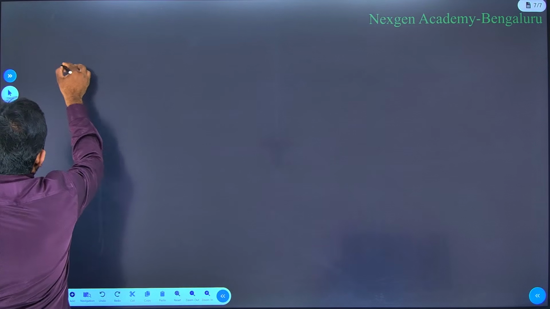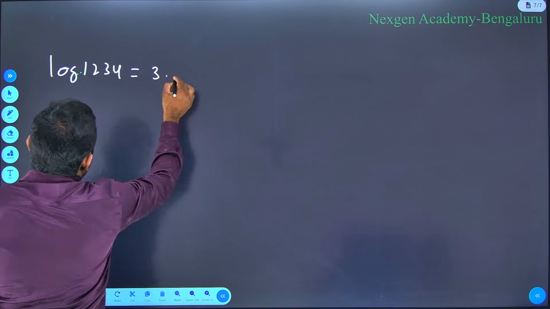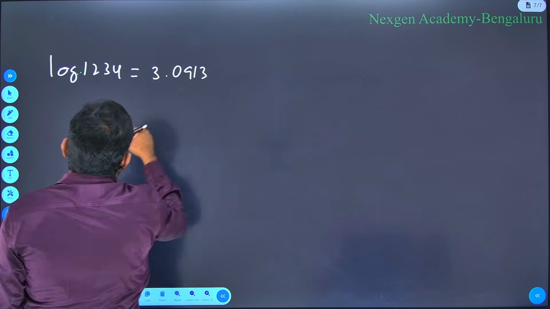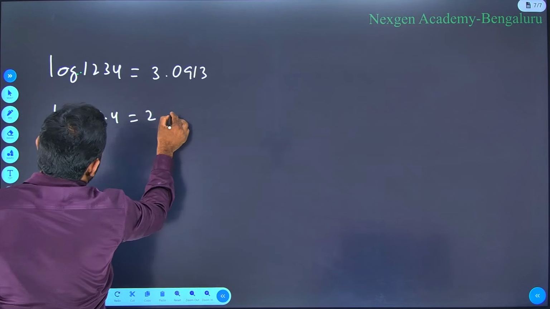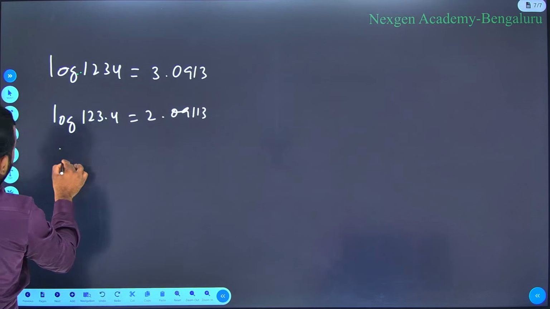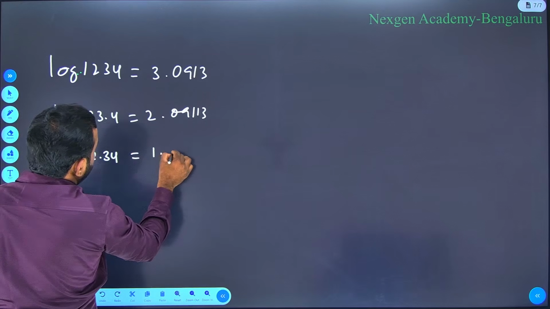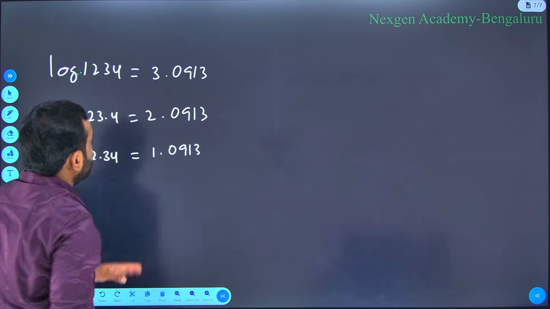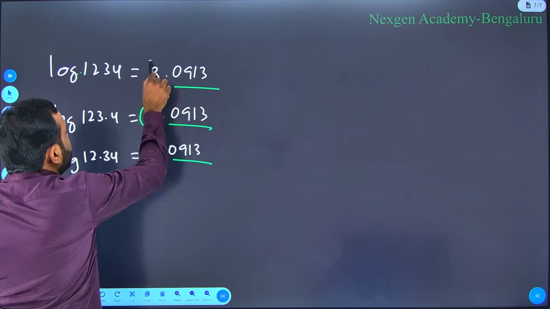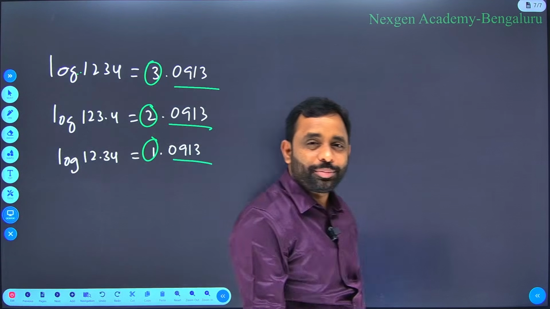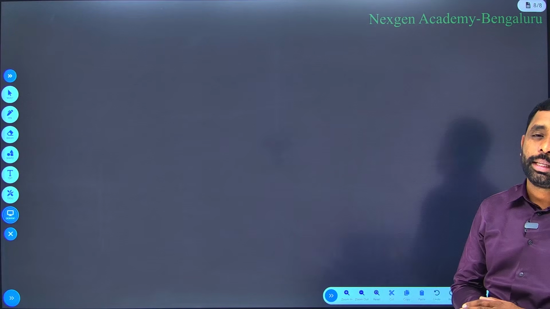See what I told you. Log 1234 value, 3.0913, we got it. Log 123.4, 2.0913, we got it. Log 12.34, when we have solved it, 0913 we got it. So observe this: Mantissa is same, characteristic is changing, that's it. Remaining all are same. Clear, right? This is the logic. Any number is given to you, you can solve it in this particular fashion.